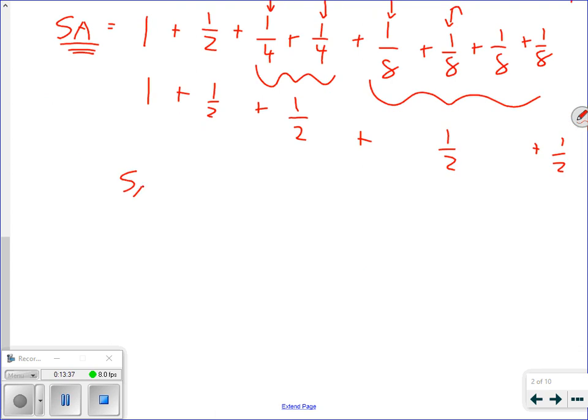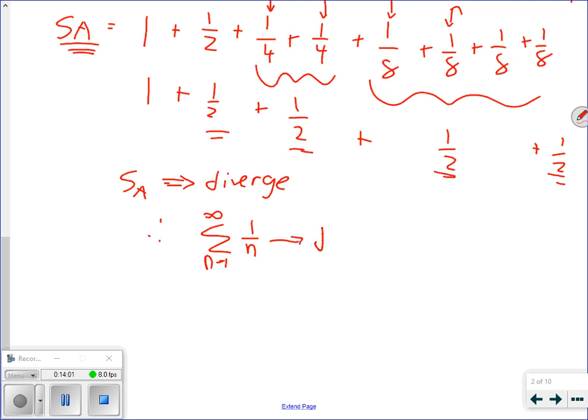Series A is going to diverge because if we look at its pattern, it is always increasing. It's not getting fractionally smaller. So therefore, series B, which is the harmonic series, the summation n equals 1 to infinity of 1 over n, must also diverge.